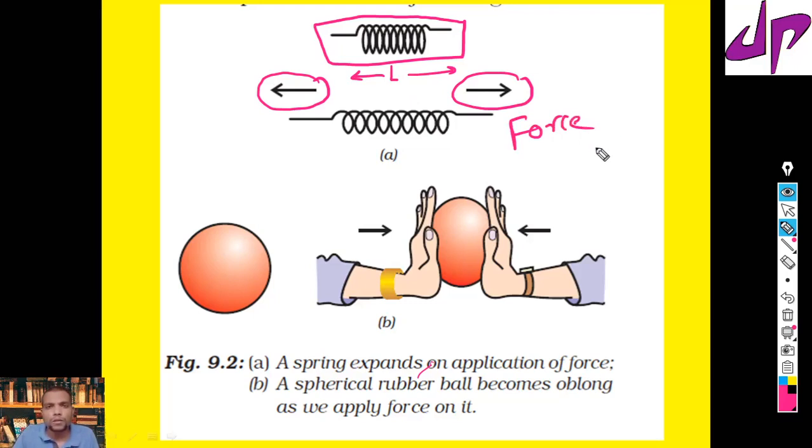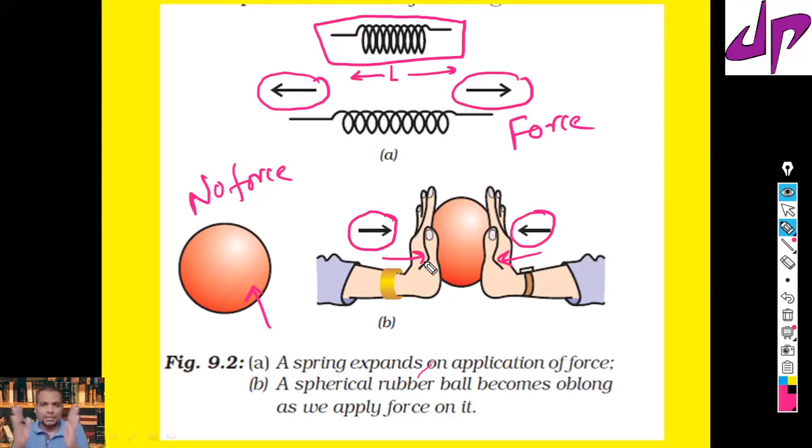That action makes the object change its shape. Now here you can see a balloon. This balloon is a perfect sphere. In the first case there is no force on the balloon. Now if you take the balloon and press it between your palms, these arrow marks indicate the direction of the force you are applying. We are applying a force with our palms in both directions. Now what happens? You can see the shape of the balloon has changed. Here it is a perfect circle, and here it becomes oval, just like an egg shape.